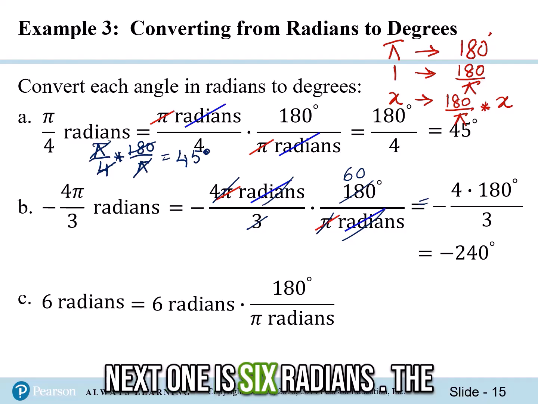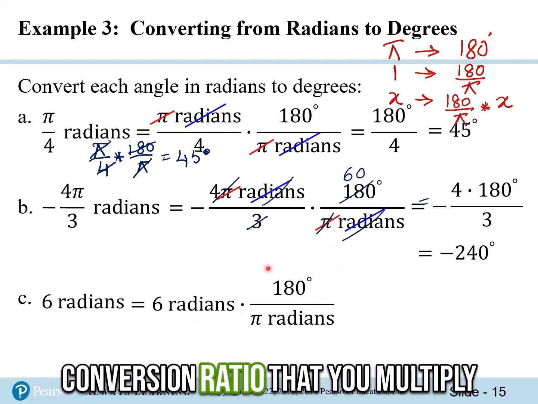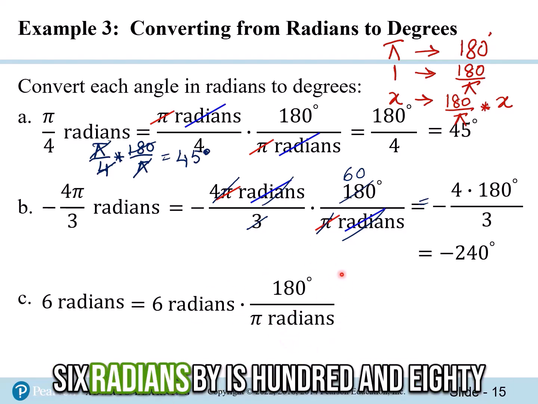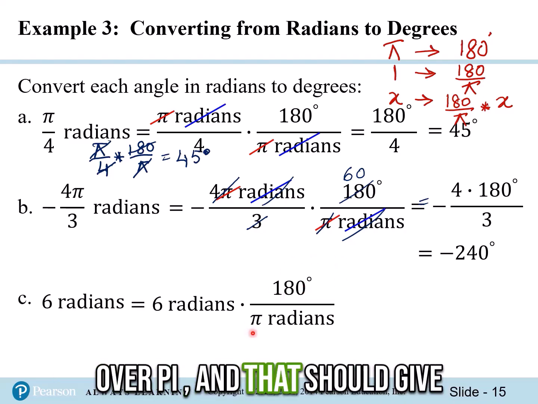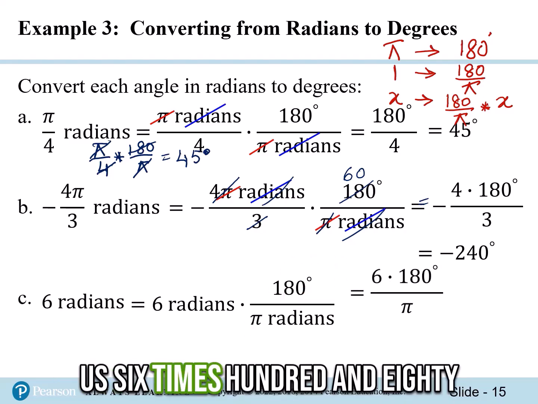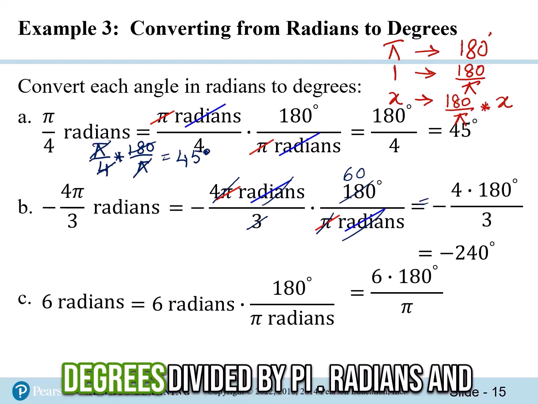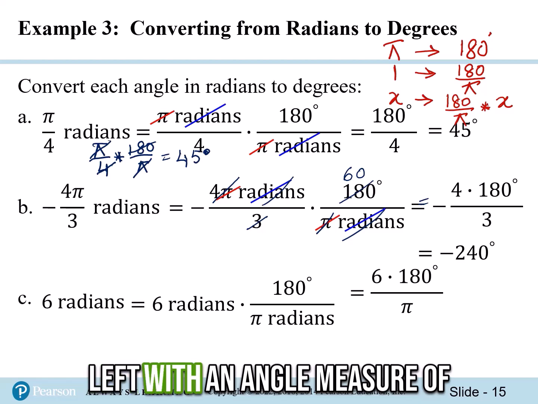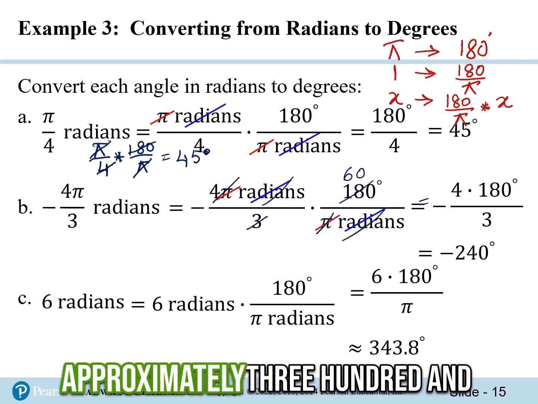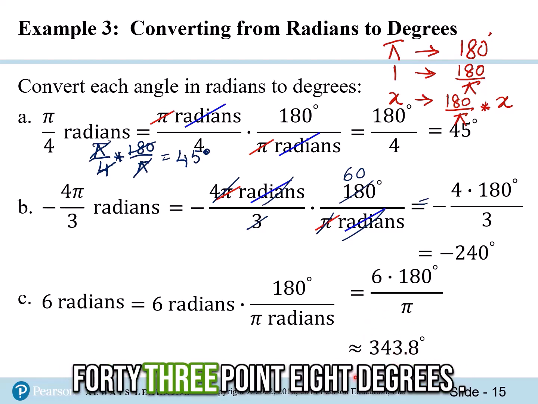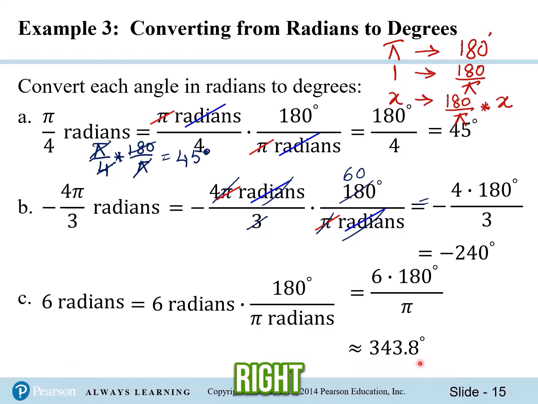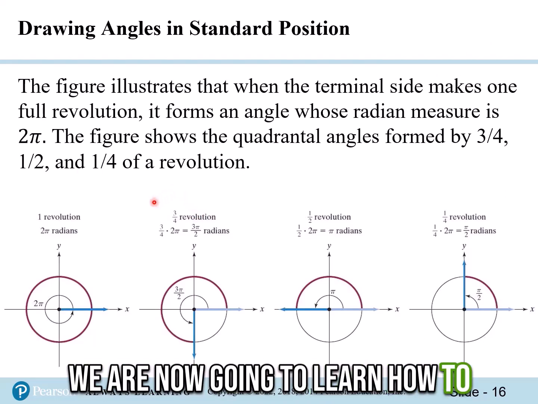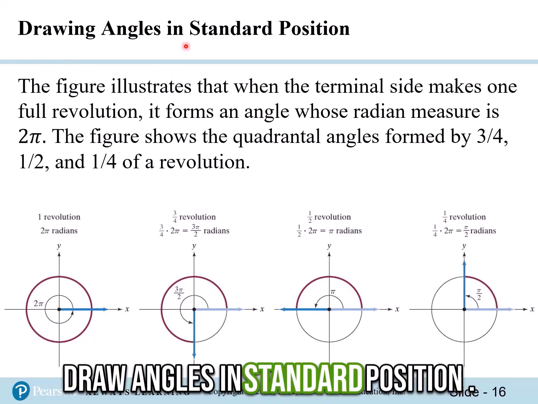The next one is 6 radians. The conversion ratio that you multiply 6 radians by is 180 over pi, and that should give us 6 times 180 degrees divided by pi. Radians and radians divide, and we should be left with an angle measure of approximately 343.8 degrees. All right, we are now going to learn how to draw angles in standard position.